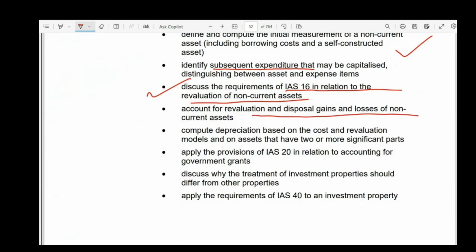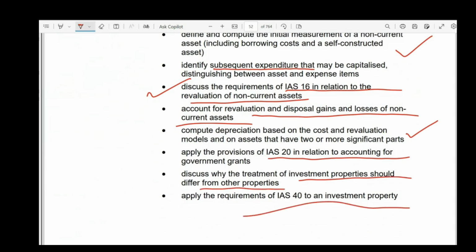We will discuss how the revaluation and the disposal gain or loss on non-current assets is treated. Then compute depreciation. This is one of the favorite topics. Students who are coming from the BCom side are well aware of it, and newcomers who have done it previously are definitely familiar with the depreciation term. Then apply the provisions of IAS 20 in relation to accounting for government grants. So we will discuss government grants also: what these grants are, for what purpose they come, how we utilize them and how we book them. And we will discuss why the treatment of investment property should differ from other property.